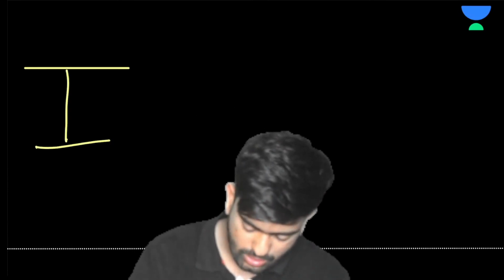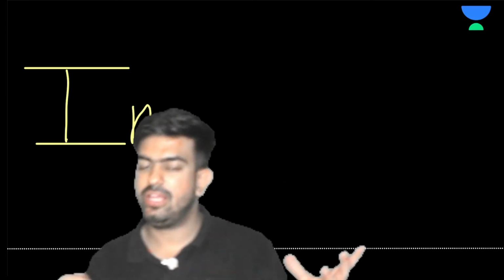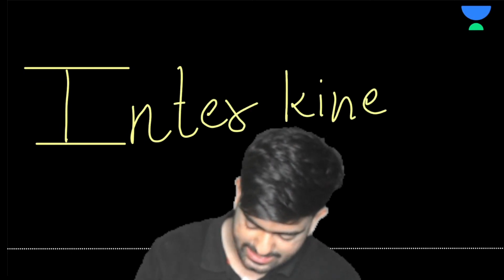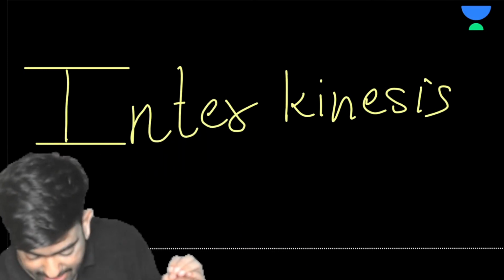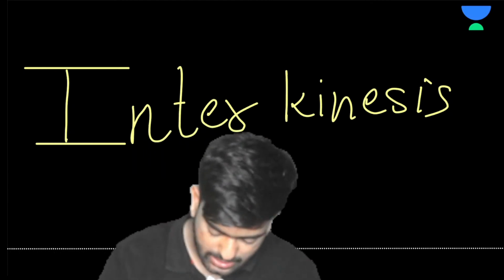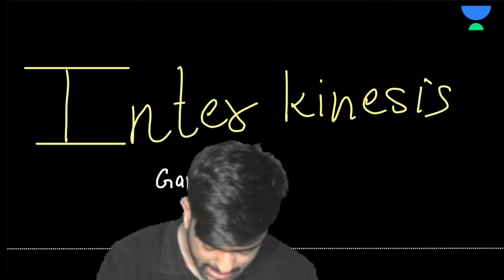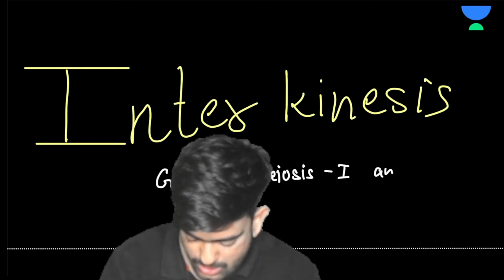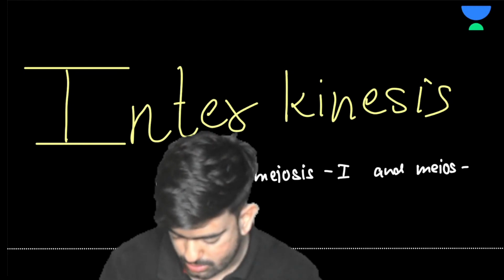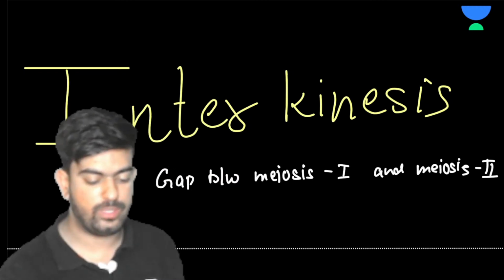Now, what do we have? We have interkinesis. There is a term known as interkinesis. You might have gone to a movie, obviously, everyone, and they give you a break like an intermission, right? So here we have interkinesis. Interkinesis is the gap between meiosis 1 and meiosis 2.